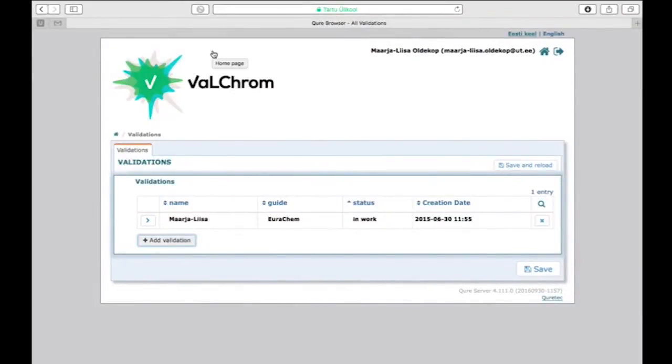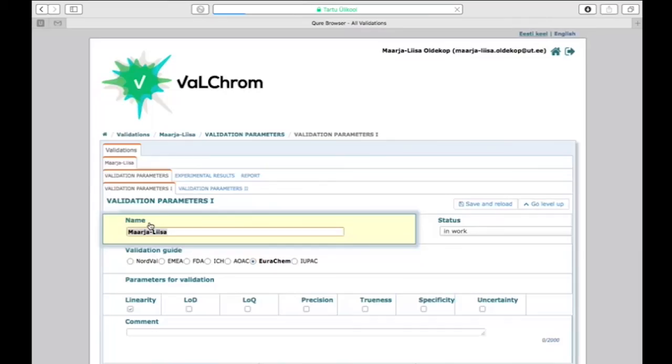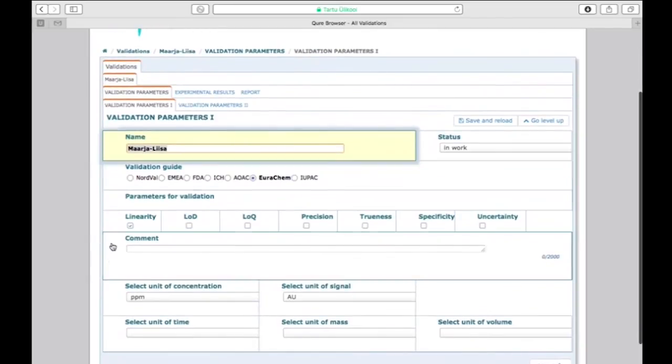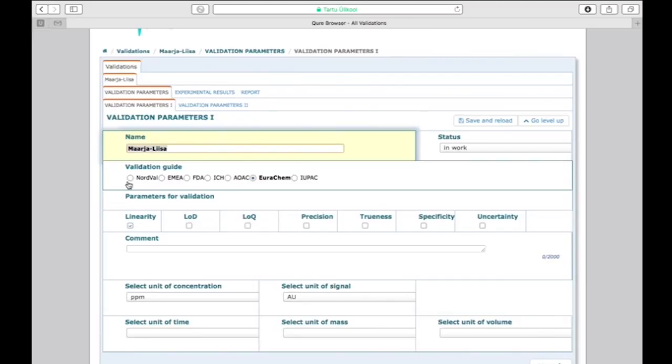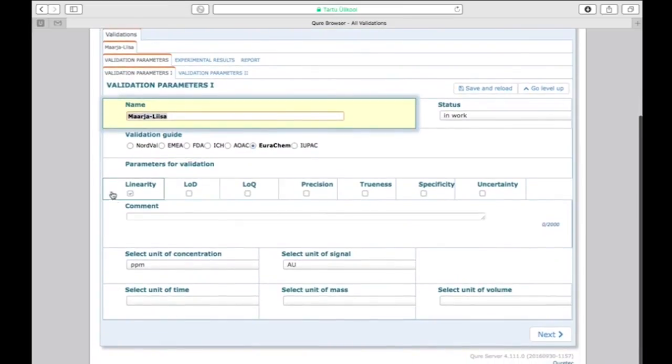Welcome again. In addition to finding the linear range and evaluating the linearity in Excel, you can also use validation softwares. In the VaLChrom validation software, where I have uploaded my data, I can evaluate linearity and choose which guideline I want to do it according to. I have chosen EuroChem guideline here, and the parameter for validation is linearity.